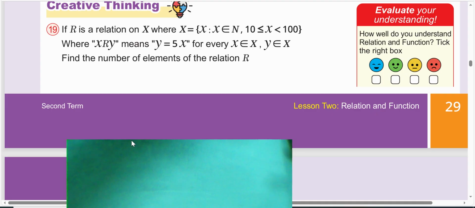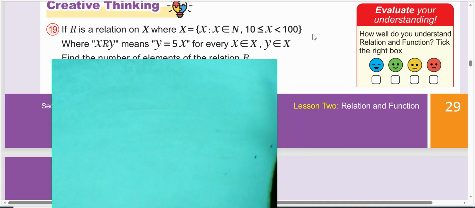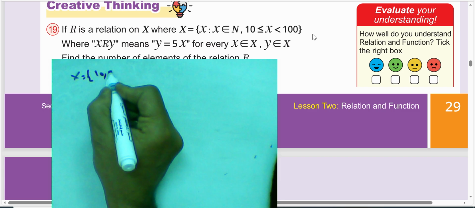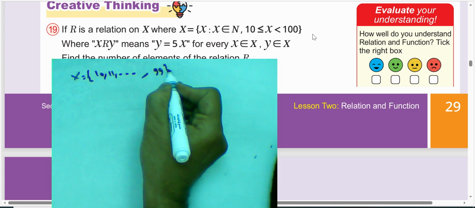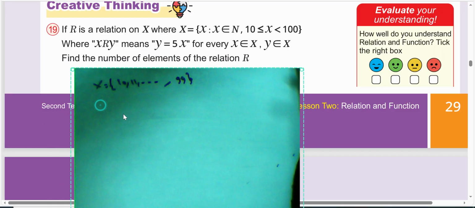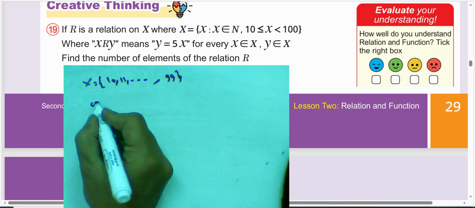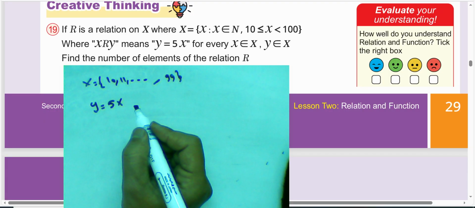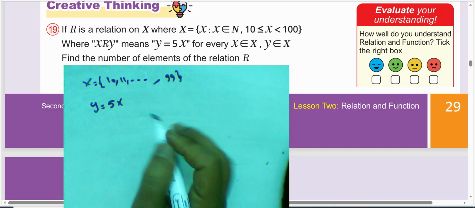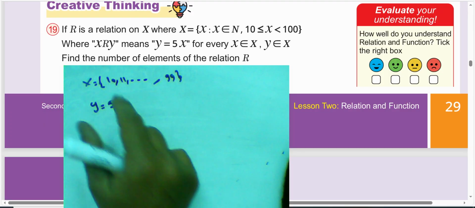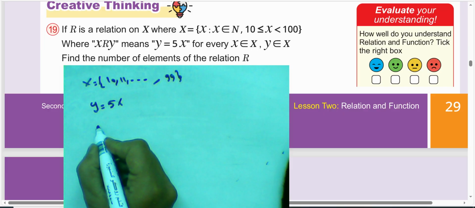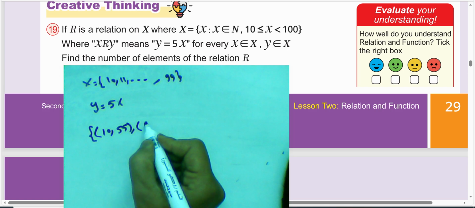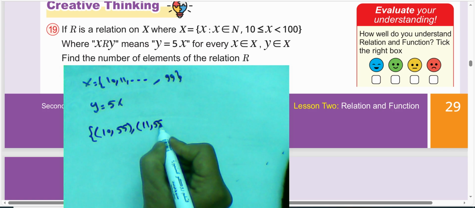Number 19, we have a relation on x from 10 to 100, less than 100, like this. X is an element from 10, 11 to 99. Okay, given the relation x related to y, meaning y equals 5 times x. Find the number of elements of the relation. You want to find the numbers from 10 to 99. 5 times 10 will be 50. Then start from 10, and the image will be what? 10 times 5 is 50. And 11 times 5 is 55, 11 with 55.